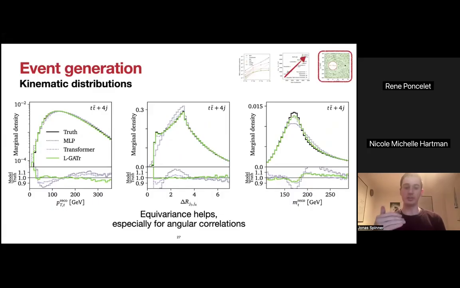It's especially clear in this plot in the middle, which is the angular separation between two jets. Here you really see that the L-GATr model learns it to percent level precision, whereas the other models really struggle to learn this clearly. It doesn't help so much with the reconstructed top mass on the right, and that's also expected because the top mass is invariant under Lorentz transformation, whereas the delta R has a very complicated transformation behavior.